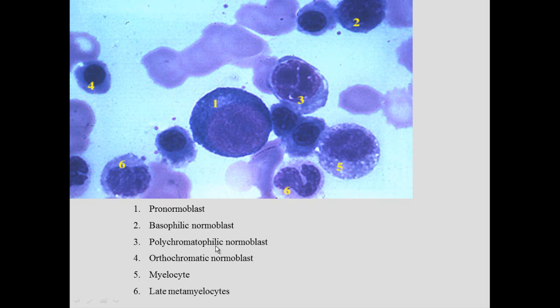Polychromatic normoblast, the nucleus is more fractured, and you see some pools of kind of gray as well as blue. So those are polychromatic normoblasts. Orthochromatic normoblasts are those whose cytoplasm is pretty much just hemoglobin, not so much blue ribosomes, just hemoglobin. The nucleus is very dark, getting ready to be knocked out.